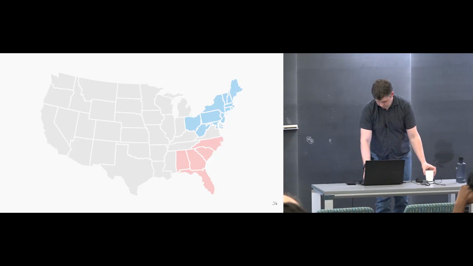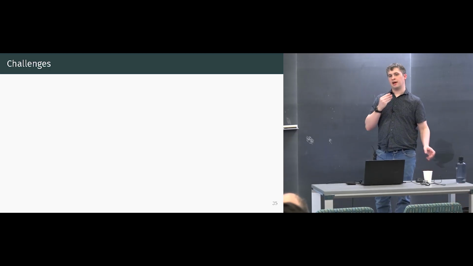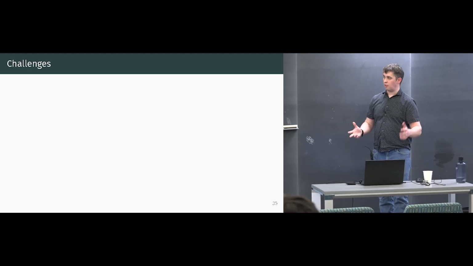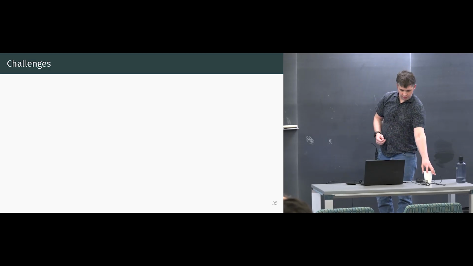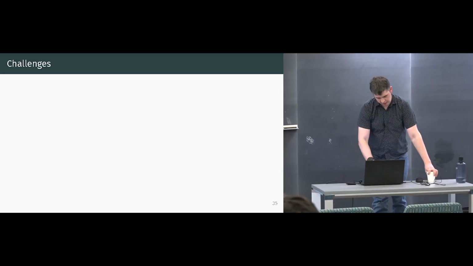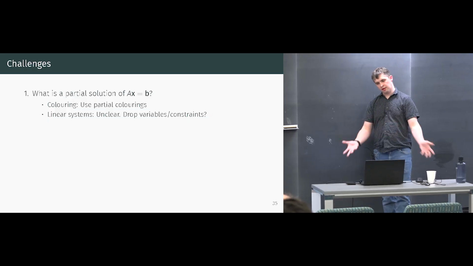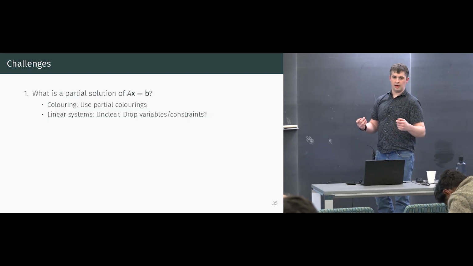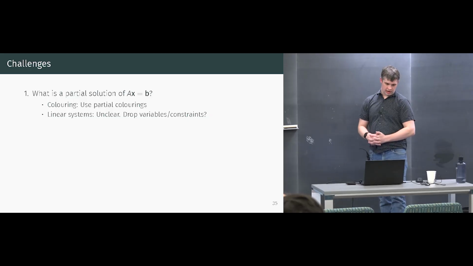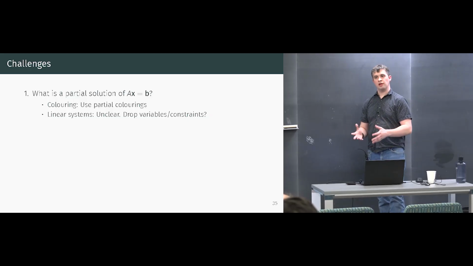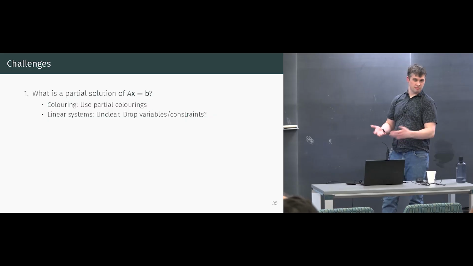So, okay. Now we have to get back to linear system solving, with this as a sort of an example in mind, an intuition for how we want to do this. Because linear systems are a bit less clear, a bit less intuitive. And there are some challenges in doing that. Like, for example, we made a big deal of all these partial solutions that we want to construct. For coloring, it's very clear that you just use partial colorings. That's obviously what a partial solution is. But for linear systems, it's a little less clear what a partial solution to a linear system is. Do you just drop some of the variables and some of the constraints? How do you pick? So we're going to have to figure out what that looks like.